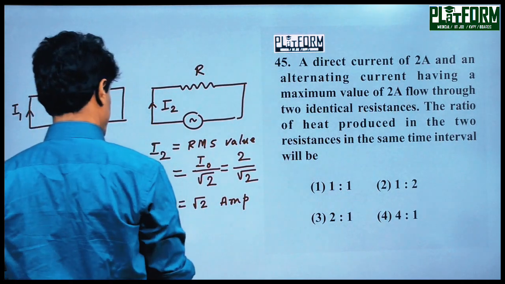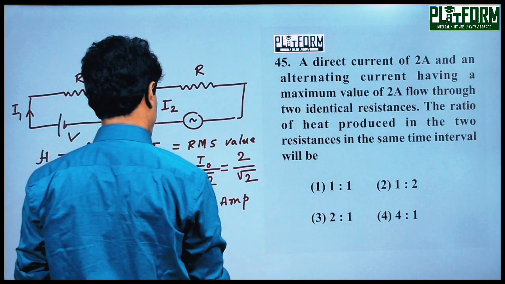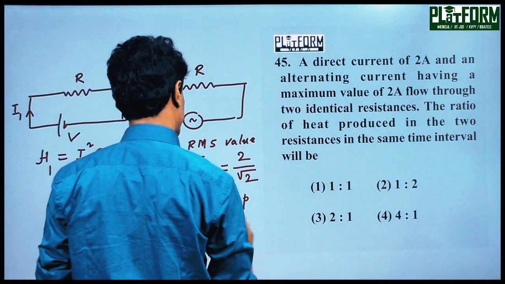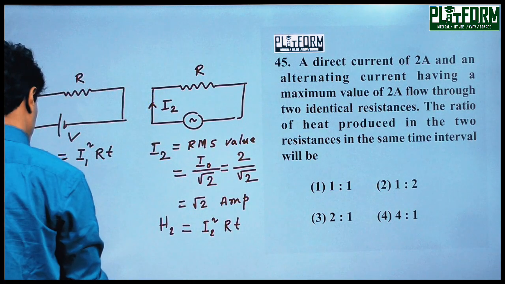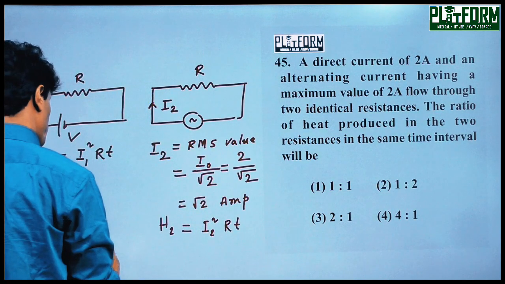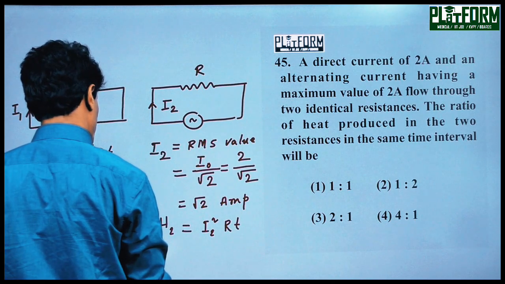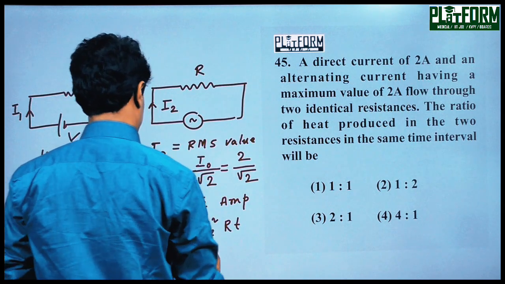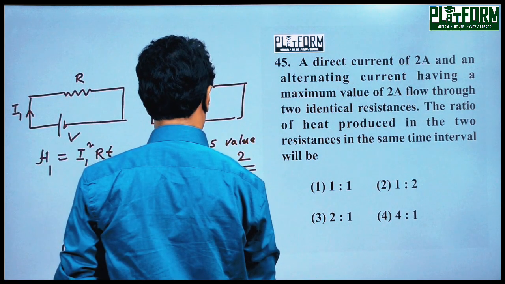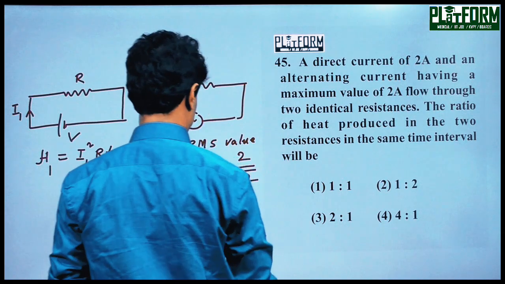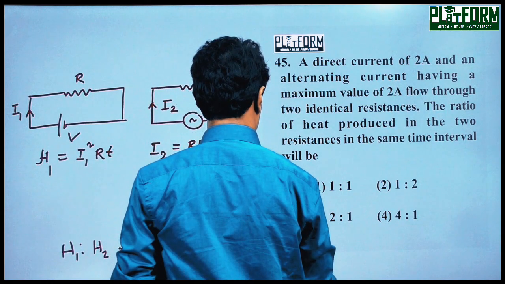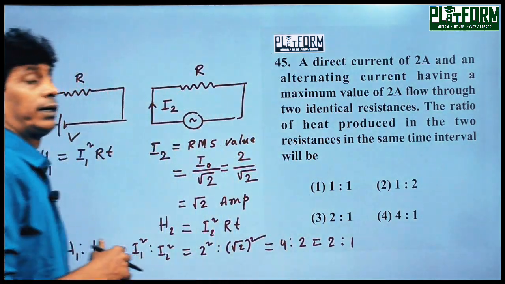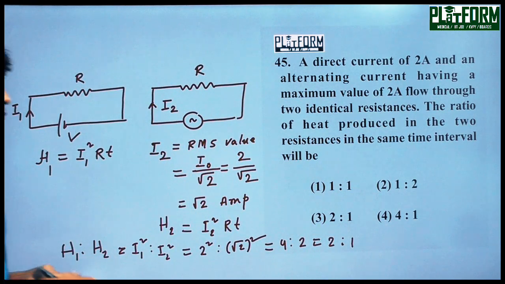Therefore, the heat production here we can get is I2 square RT. So ratio H1 is to H2 is equal to I1 square is to I2 square, and this is 2 square is to root 2 square, 4 is to 2, and finally it is 2 is to 1. The correct option matches here is 3.